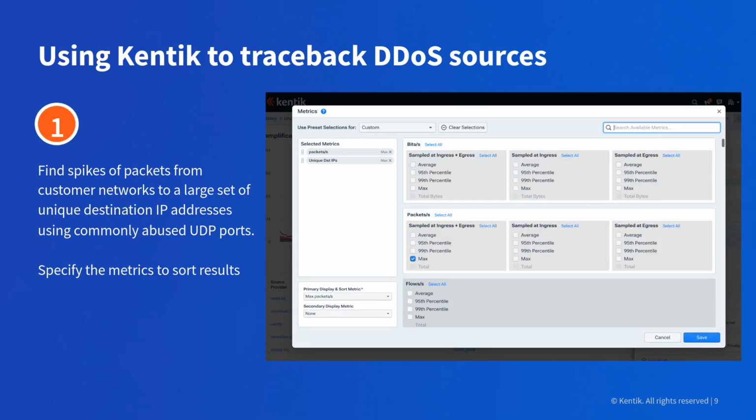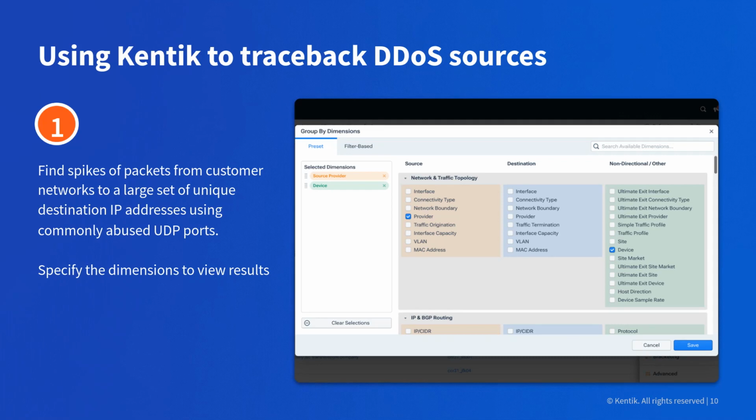Next thing that's important is the metrics, because as an operator, you usually want to look at the bits per second. Well, the whole thing about why reflection attacks are so bad is because they can start with an enormously small number of bits per second, but a large number of packets per second. So in this case, the packets per second is the important thing to look at. In addition, we also want to look at the unique number of destination IPs, which is a metric that Kentik can generate for you, which basically allows you to see how many different destination IPs this flow was talking to, because that is a really good indicator of one of these attacks in progress.